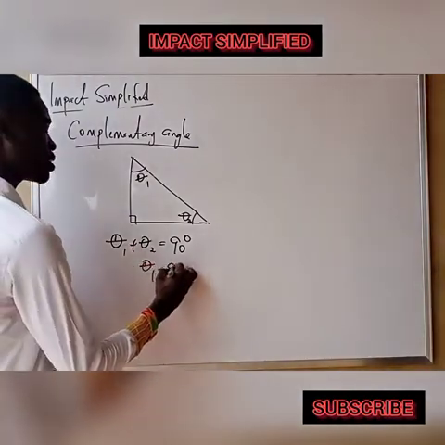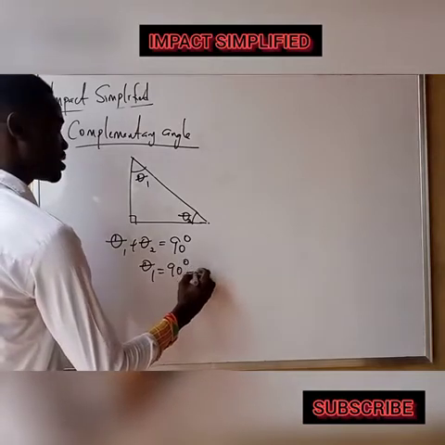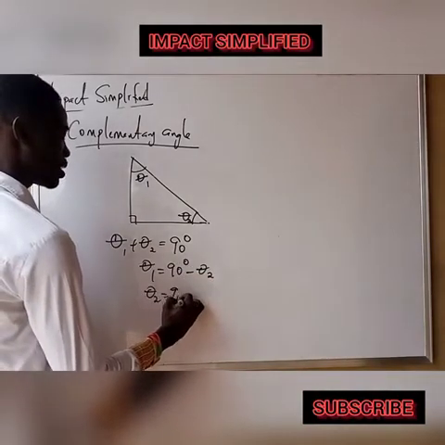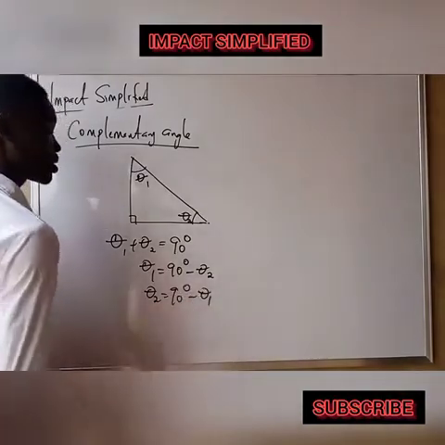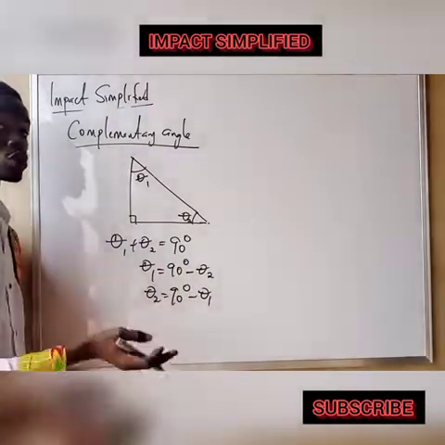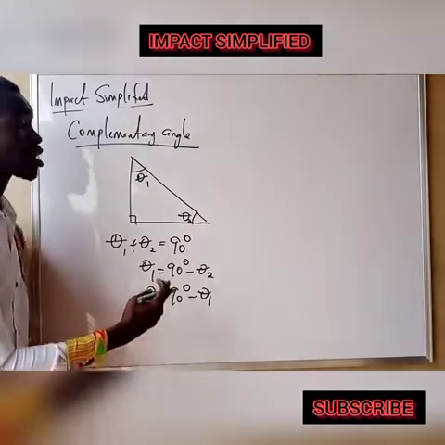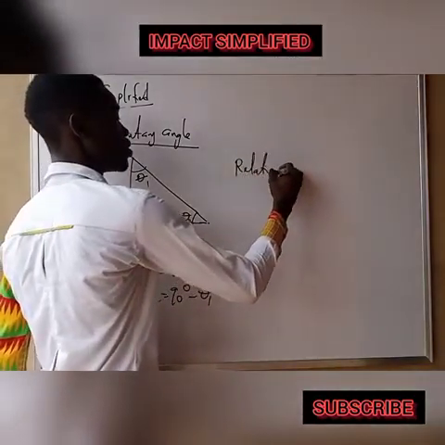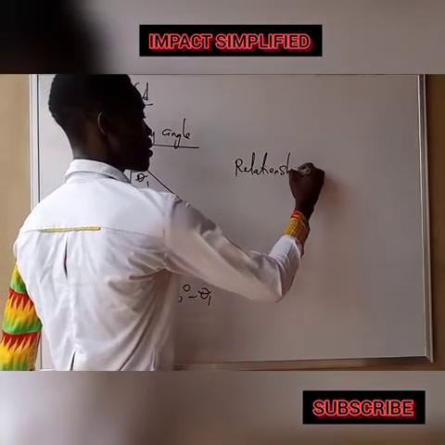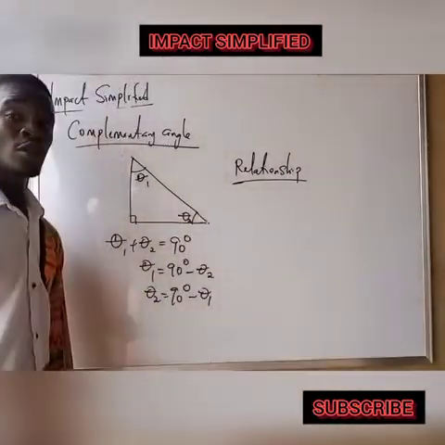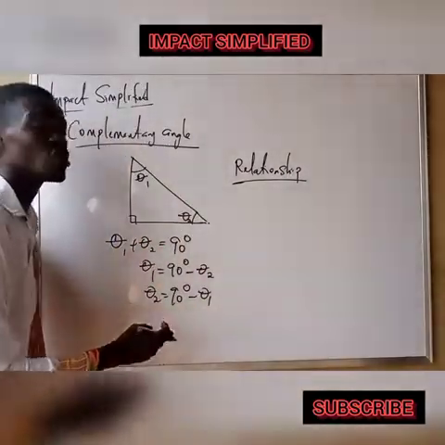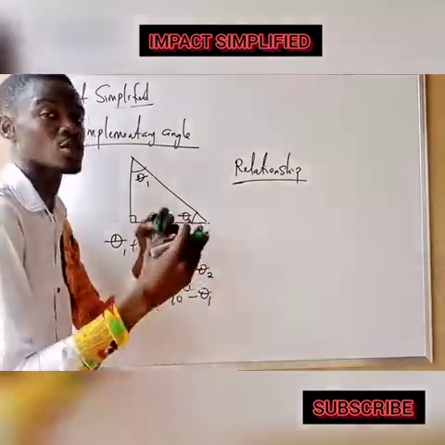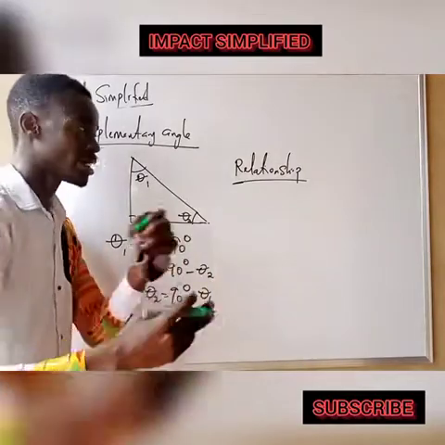And theta 1 is 90 degrees minus theta 2. And what is your theta 2? That is 90 degrees minus theta 1. And that makes them to be complementary. And since they are complementary, you know anything that is in complementary form will have something we term as a relationship. So because of complementary angles, that is why we are having the relationship between the sine, the cos, and so on and so forth.